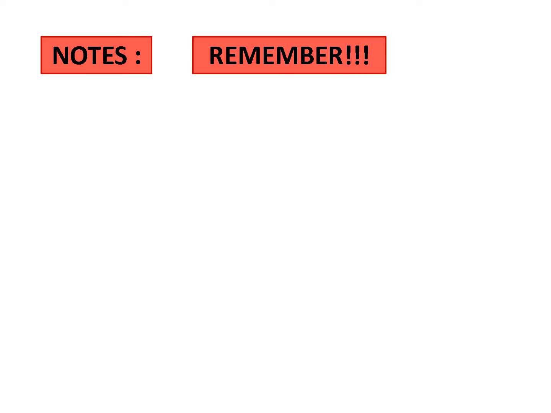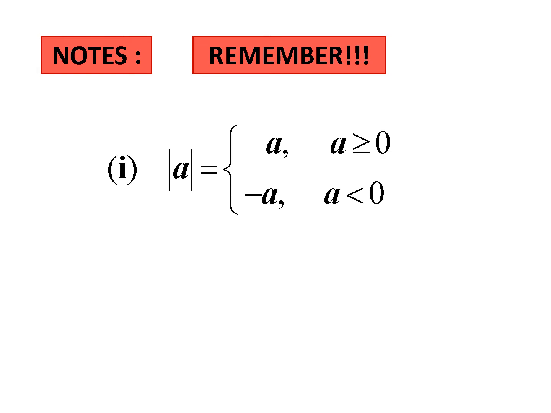Baiklah, yang seterusnya adalah bahagian notes. Remember, okay, apa yang Miss akan paparkan selepas ini adalah apa yang awak perlu ingat dan hafal. Alright, so we have the first one is cara untuk kita define modulus. So, modulus of A is equal to, kita boleh pecah kepada 2, satu A, satu lagi negatif A. And then syarat dia kalau untuk A yang positif ni, A must be greater equal to 0. And then for the negative part, A is less than 0.